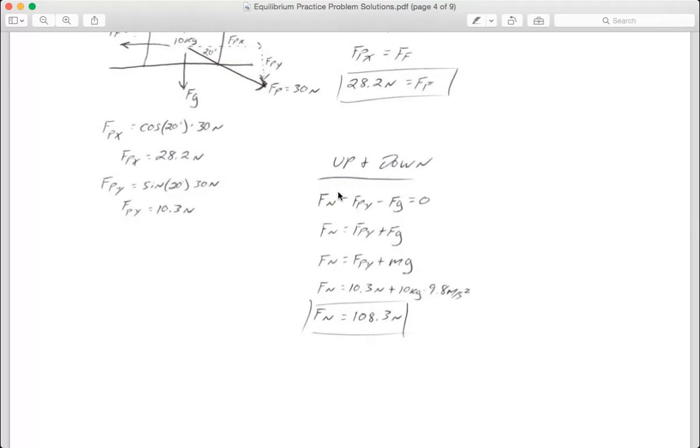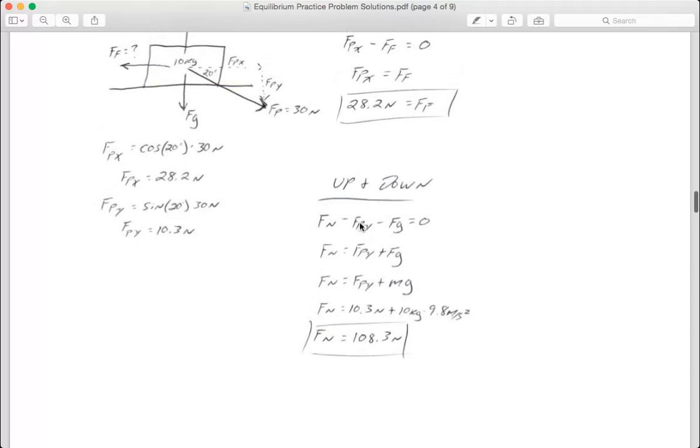Moving to the up and down. The normal force is upward. You're pushing downward, that force of push in the Y. Notice that's down, so that's why it's a minus. Force of gravity is down. My up stuff minus all my down stuff equals 0. So my up stuff equals all of my down stuff.